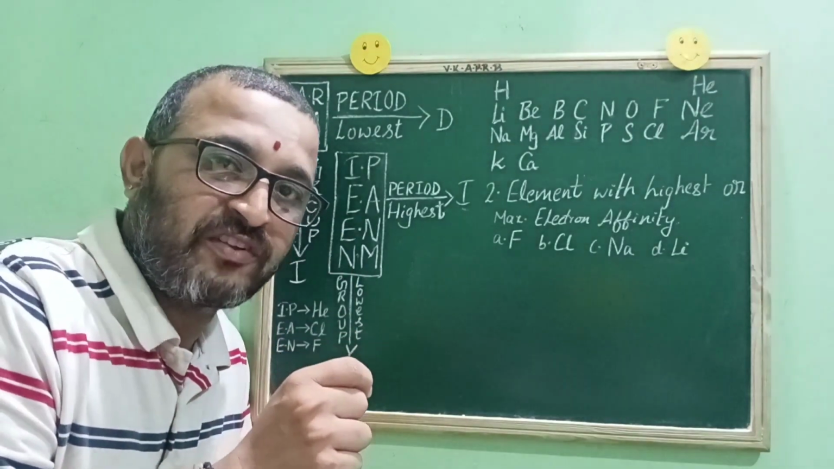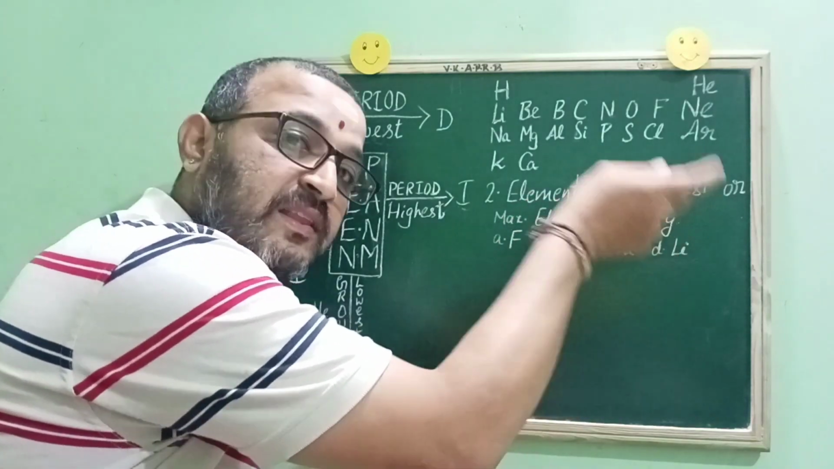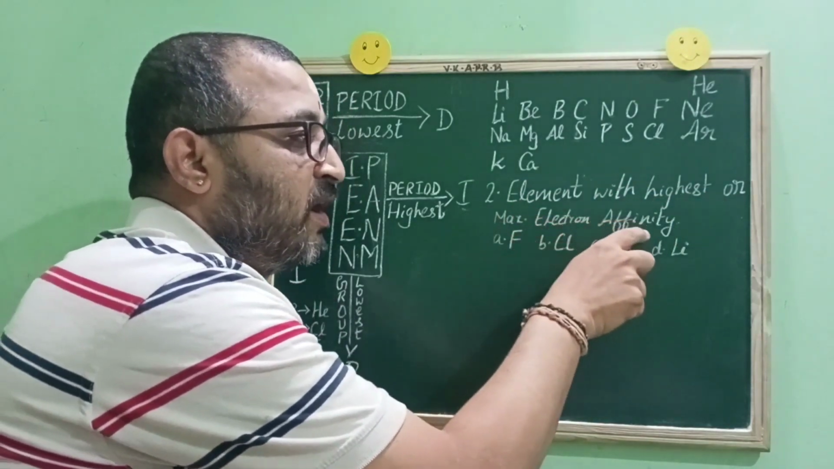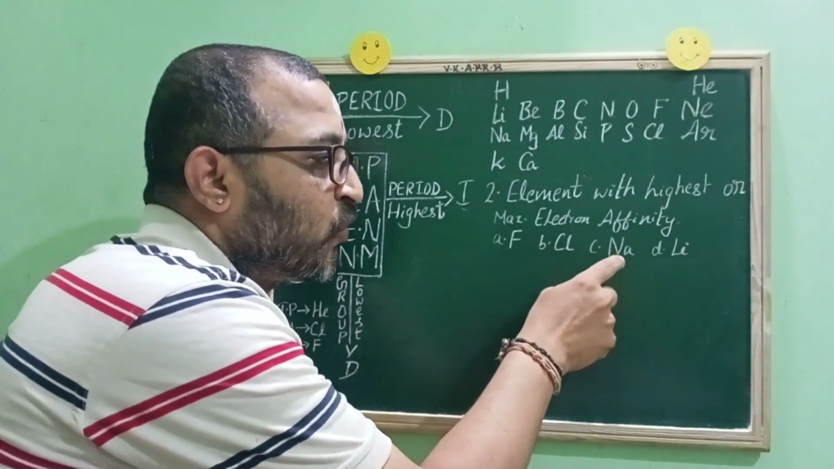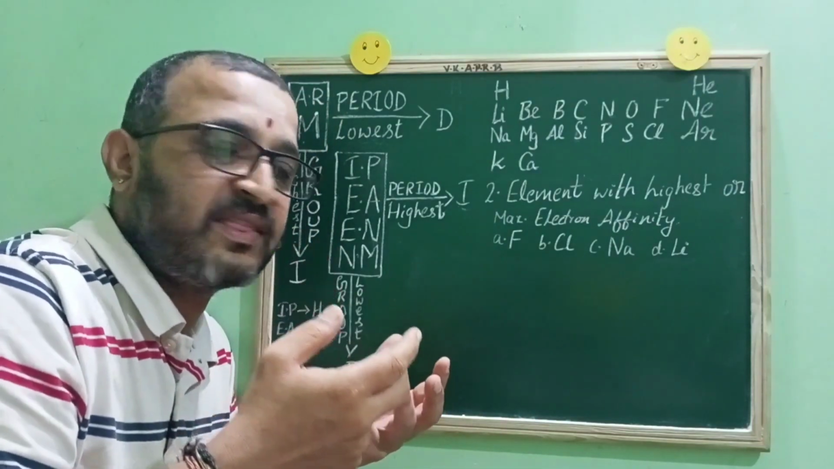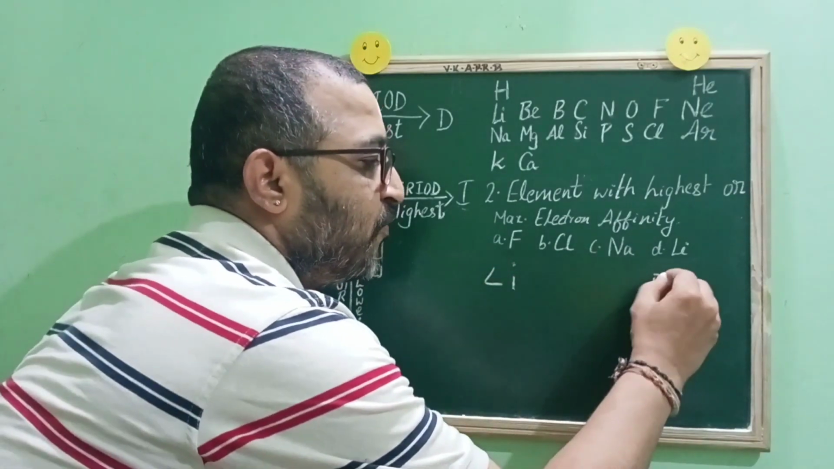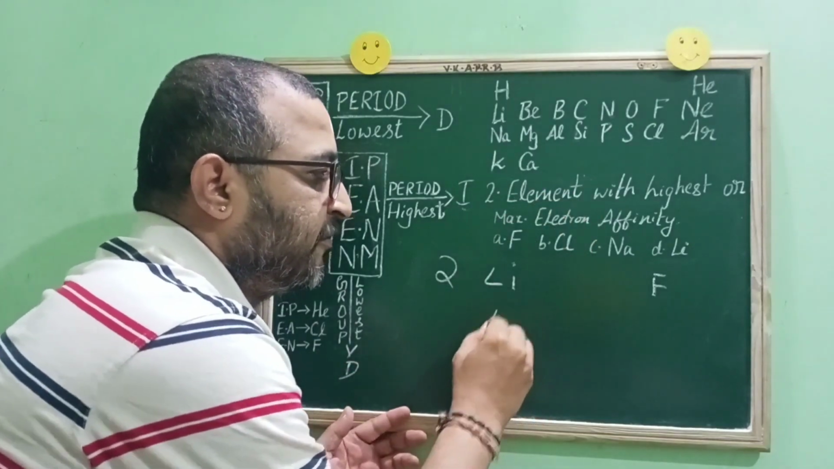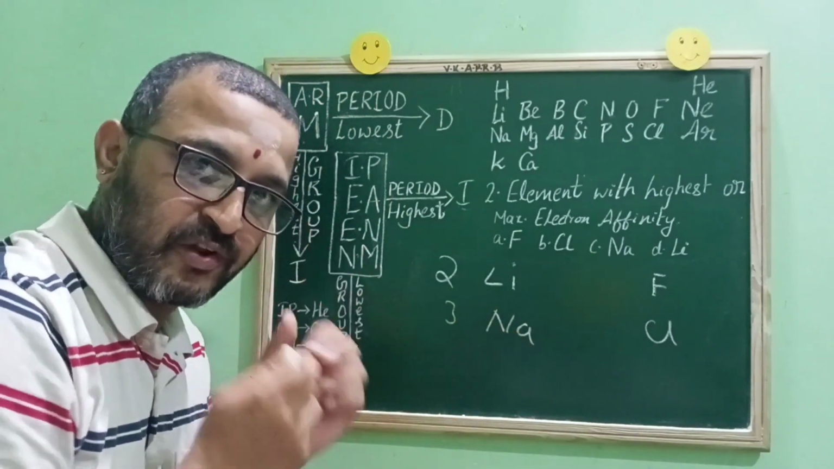Okay, children, coming to question number 2. Element with highest. In the previous case it was lowest, now it is highest or maximum electron affinity. The options are fluorine, chlorine, sodium and lithium. Now we'll arrange these elements just like how they appear in the periodic table. When I do that, it is lithium and fluorine, they belong to period 2, and sodium and chlorine, they belong to period 3.